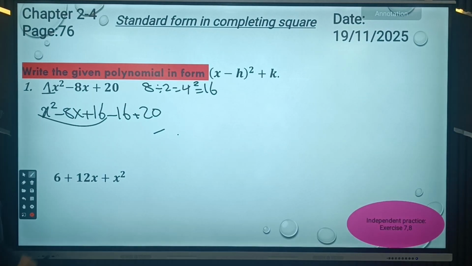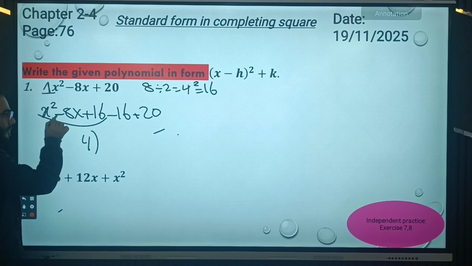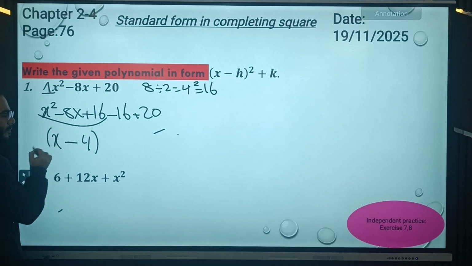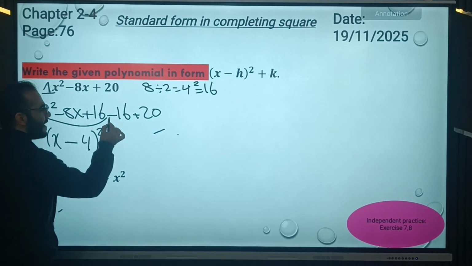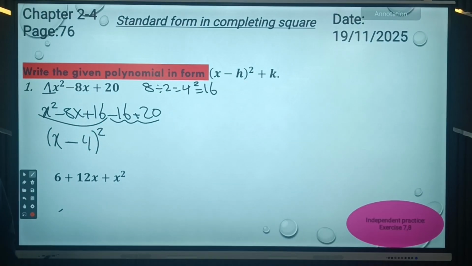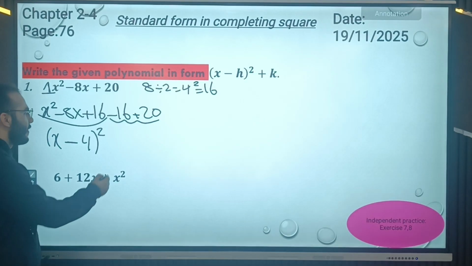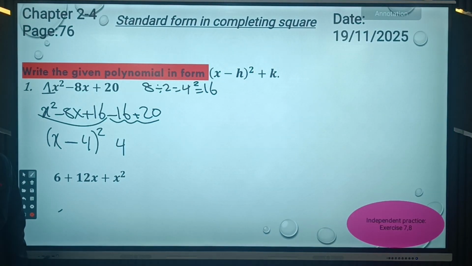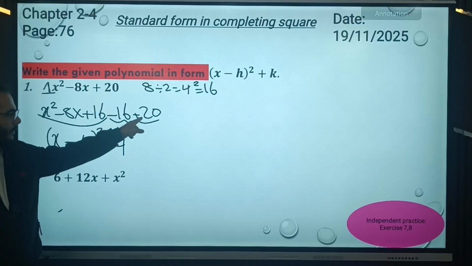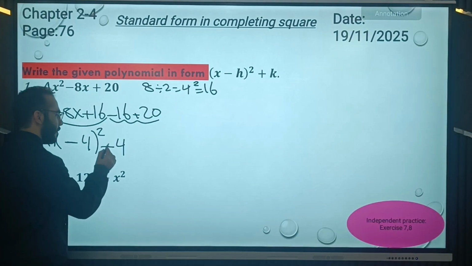Okay, the first 3 terms are going to make a perfect square form. What is it going to be? X. What is the square root of 16? 4. What is the first sign? Minus. Powered by 2. Negative 16 or positive 20? Equals to? The signs are different. Subtract them. 20 minus 16, 4. Keep the sign of the bigger number. 20 is bigger than 16. Don't tell me that 16 is bigger than 20. Okay, so plus 4.